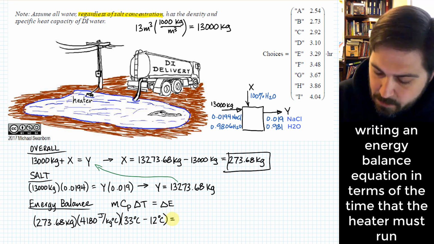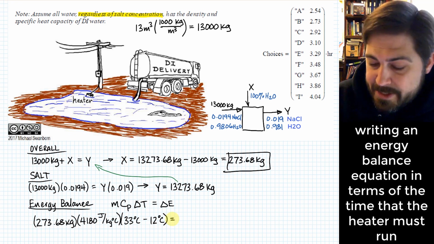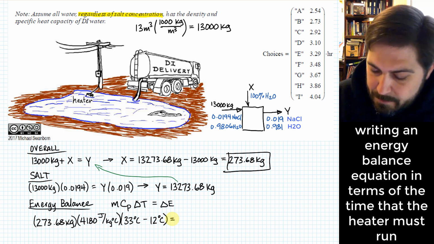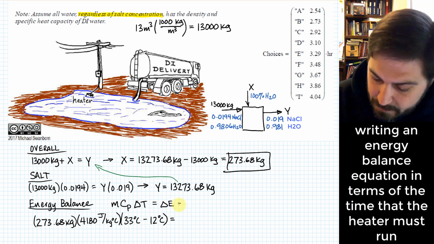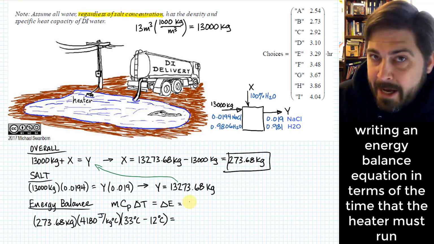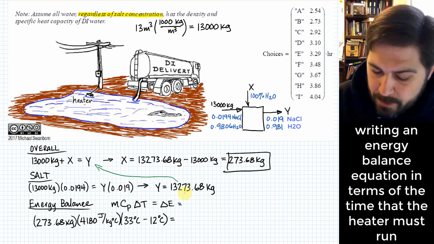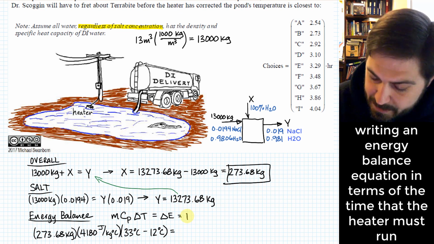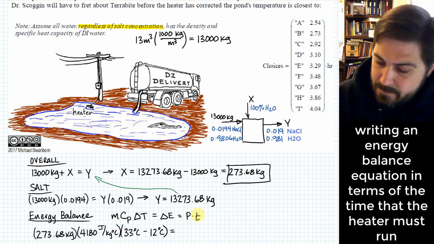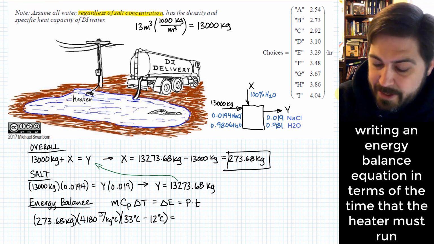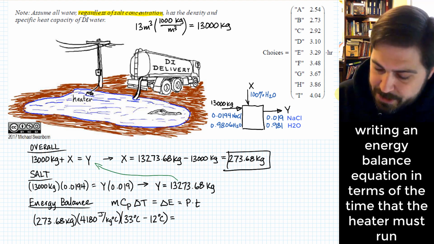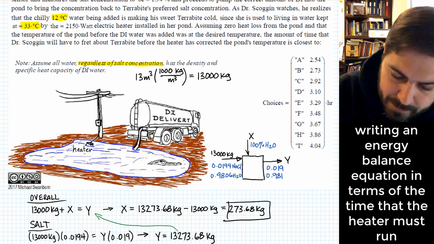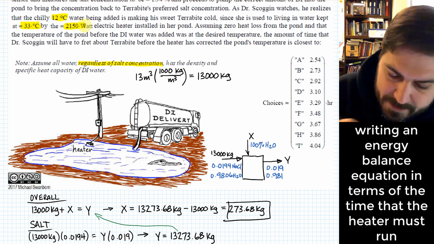And this is going to be equal to the amount of energy that has to be added due to the heater. The basic equation there is electrical power times time, and electrical power is given to us directly. So I'll just say this is P times T. That gives us energy, because power is a rate of flow of energy. We know here that the power of the heater is 2150 watts.